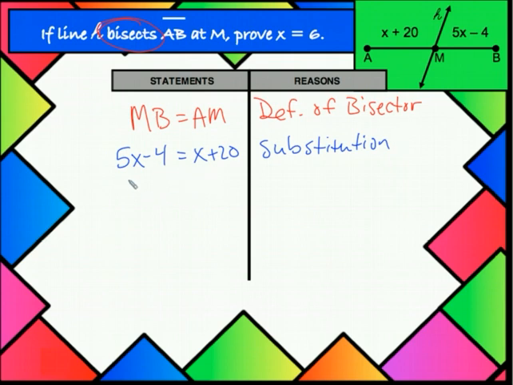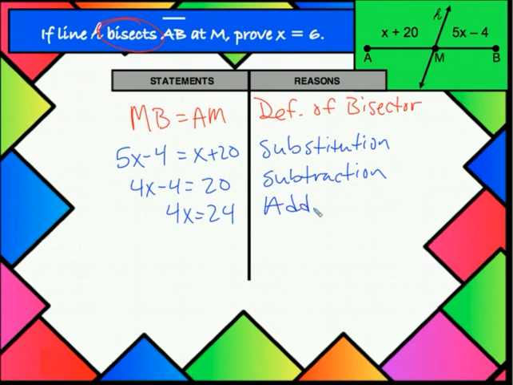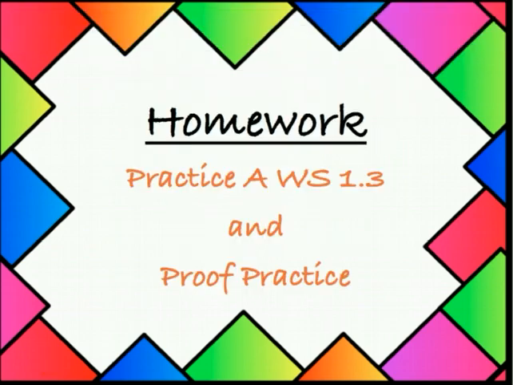Then we subtract the x, and then we'll add the 4. So since it's two different things, we have to do it in two different steps. So we get 4x minus 4 equals 20. That was subtraction. Then we add the 4 and get 4x equals 24. That's addition. Then we divide and get x equals 6, and that is division. And then we're finished because we have this right here. All right, and that's it.